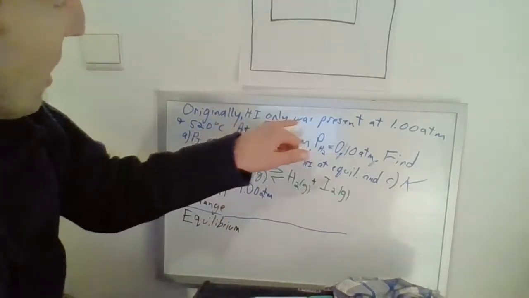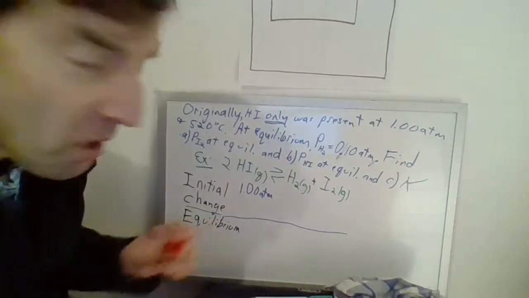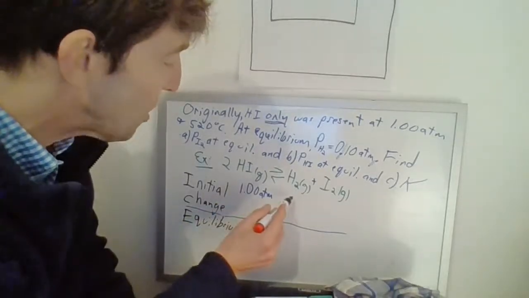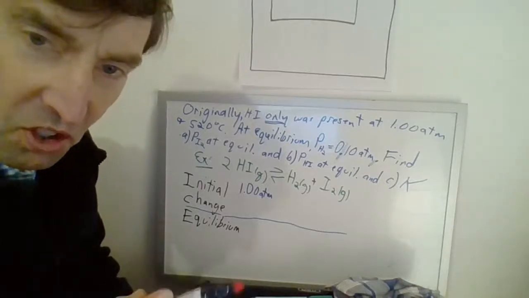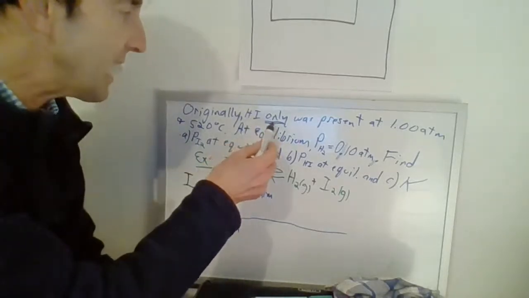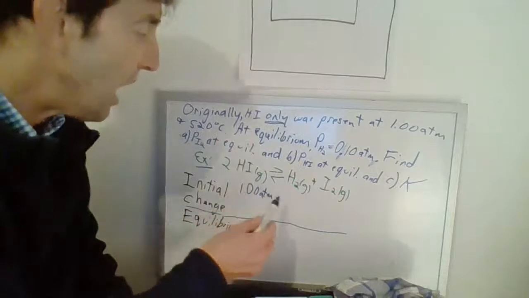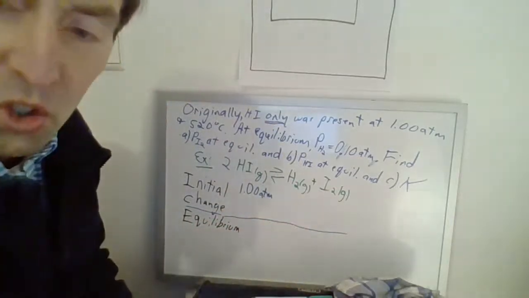So we have only HI. Therefore, how much do we have initially of H2 and I2? No, it's not a trick question. We have only HI originally. So how much H2 and I2 do we have?